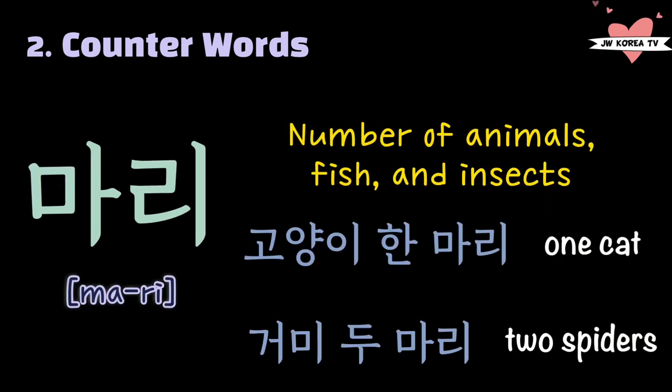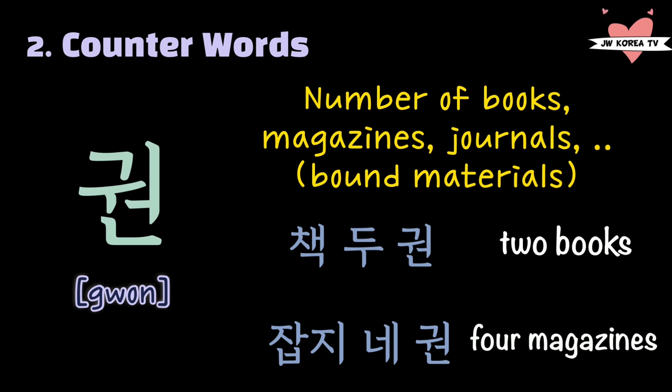마리 is the number of animals, fish and insects. 고양이 한 마리, one cat. 거미 두 마리, two spiders. 권, number of books, magazines, and journals. So, 권 is for bound materials. 책 두 권, two books. 잡지 네 권, four magazines.